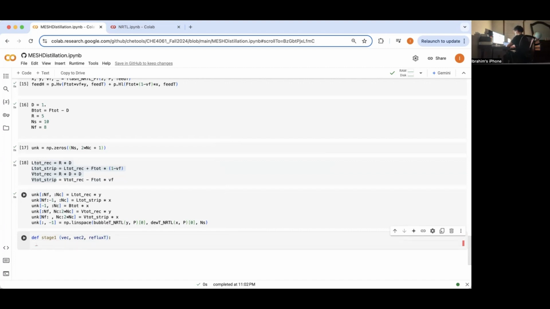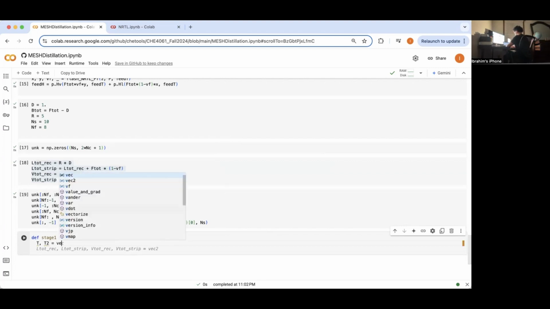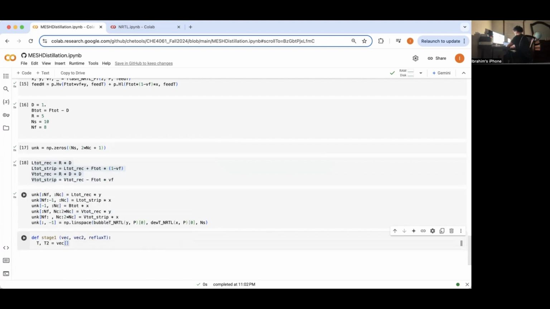All right. So we'll then want to set two different variables for our temperature, T and T2. This will be equal to our vector, and it's going to be grabbing -1. And then we're going to be setting this for our vector 2 as well, and this is going to be grabbing -1 as well.